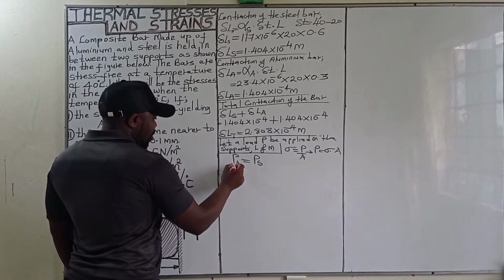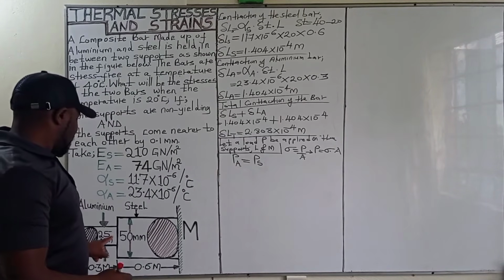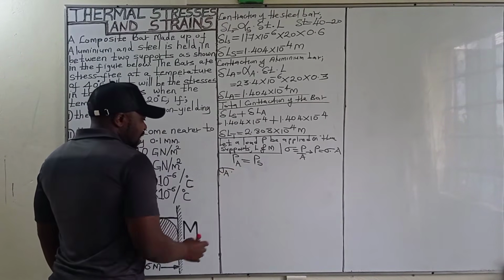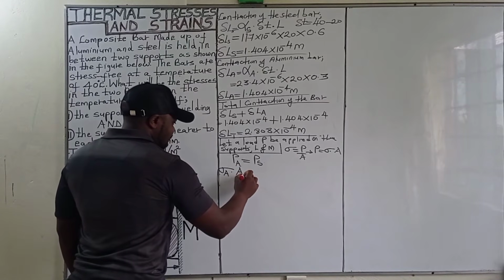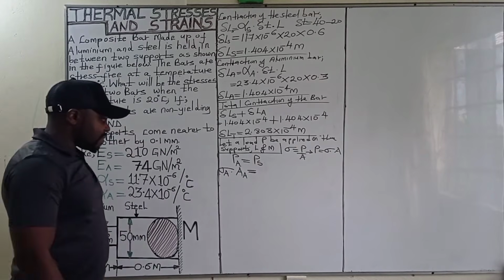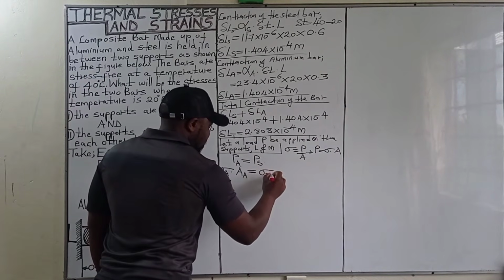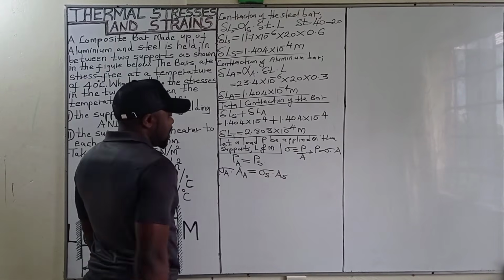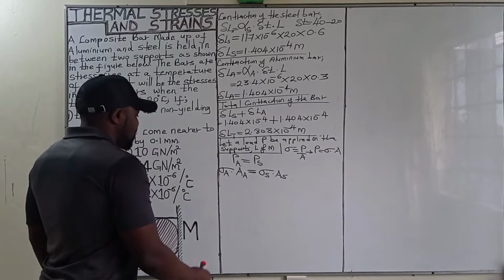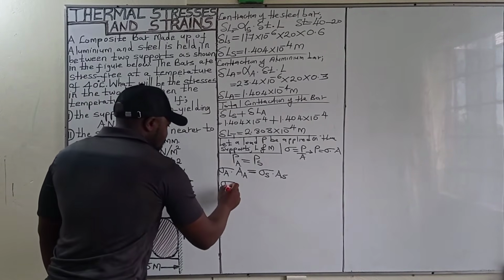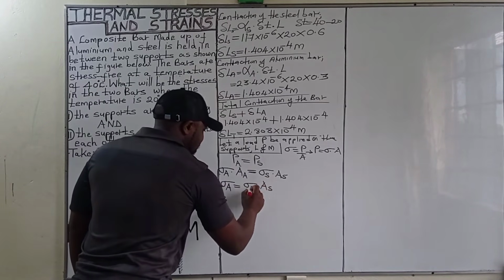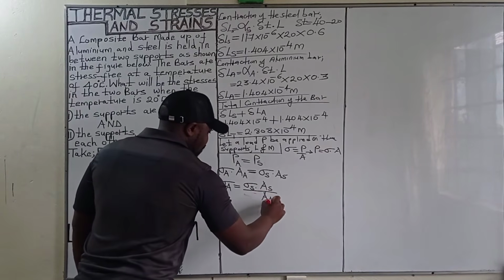Therefore, the load applied on the aluminium bar will be given by the stress developed in the aluminium bar times the cross-sectional area of the aluminium, which will be equal to the load applied on the steel bar, that is the stress in the steel bar times the cross-sectional area of the steel bar. When we make the stress in the aluminium the subject, we have stress in aluminium equals stress in steel times area of steel divided by the area of aluminium.